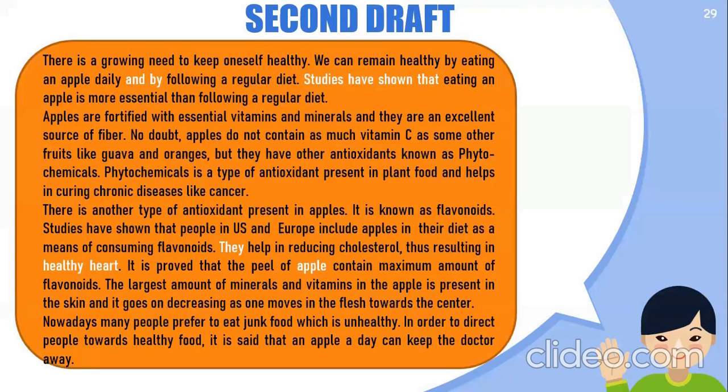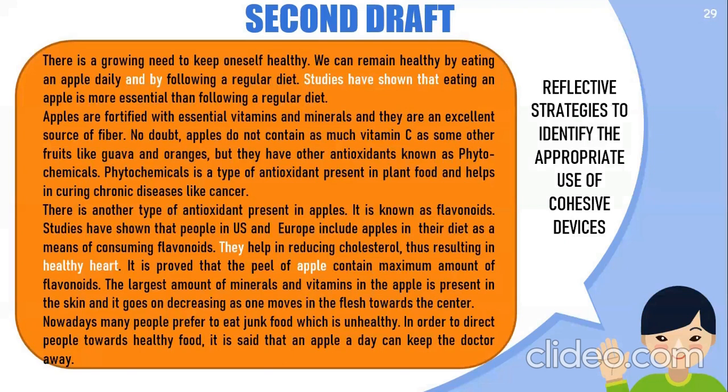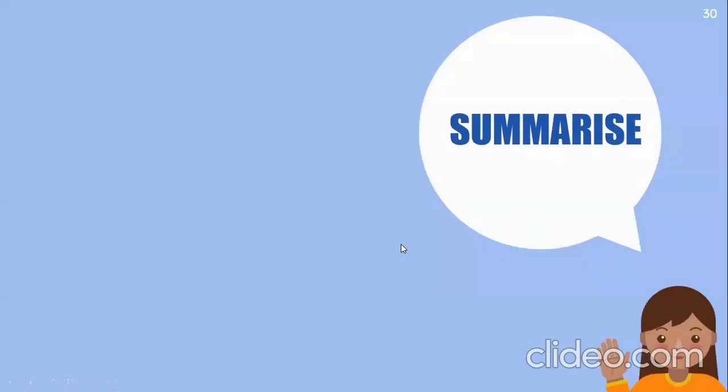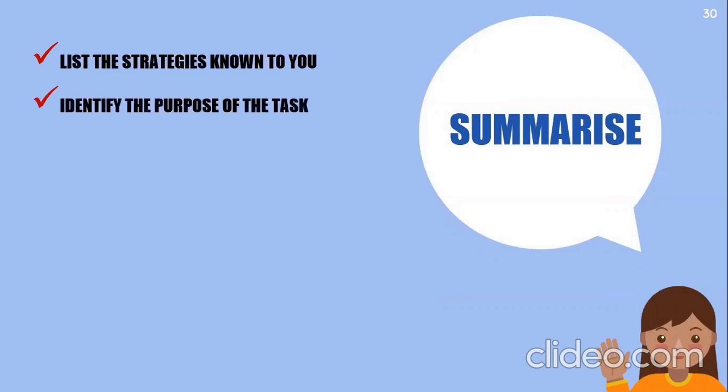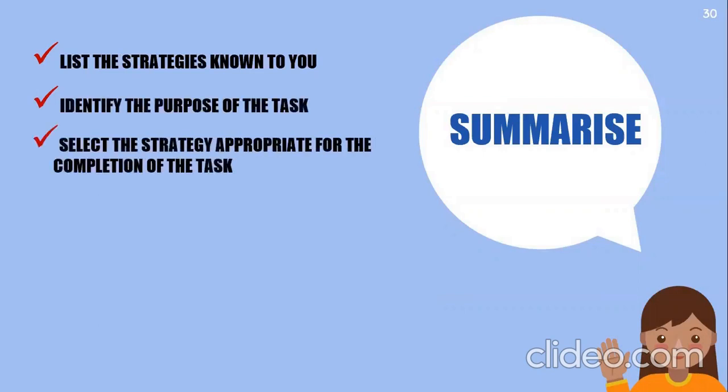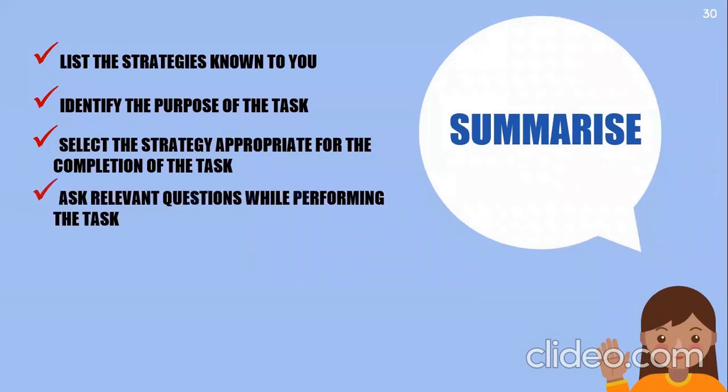So in my second draft, what I've done is I have used the reflective strategies to identify the appropriate use of cohesive devices. Now I can move on to summarizing the techniques that I have learned. So first I will list the strategies known to me. Then I will identify the purpose of the task. Then I'll select the strategy appropriate for the completion of the task. And then I will ask relevant questions while performing the task.